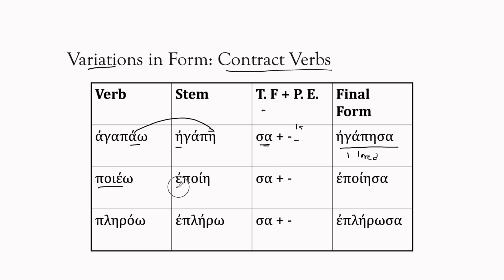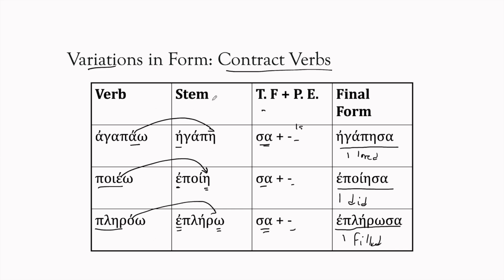Poieo, again, the epsilon lengthens to an eta. And you get the tense formative sigma alpha, zero ending, epoiesa, I did. And finally, plerao, add an augment. The omicron connecting vowel lengthens to an omega. You add the sigma alpha tense formative, zero ending, eplerosa, I filled.